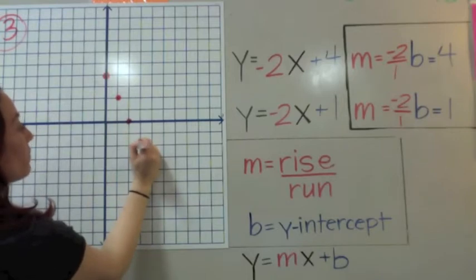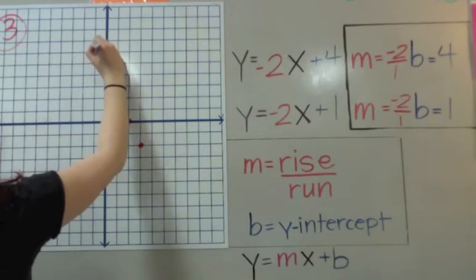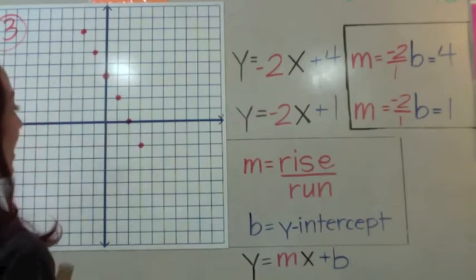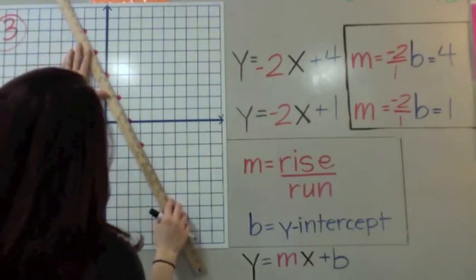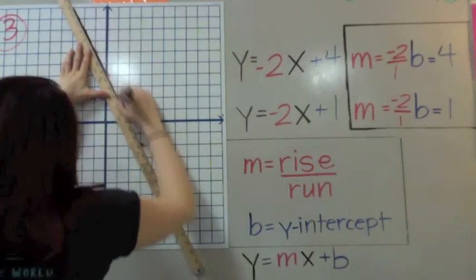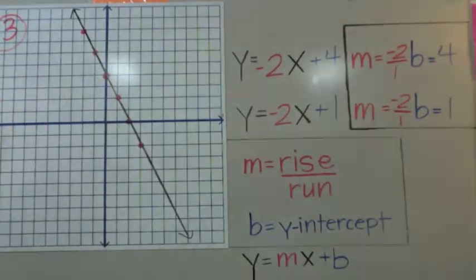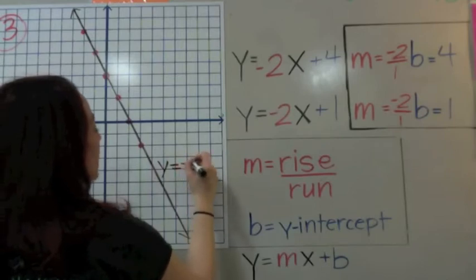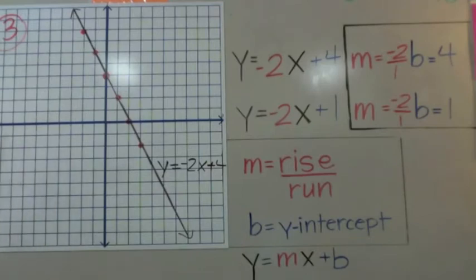Down 2 and over 1. You could also go where? You could go up 2 and over 1 to the left, okay? This is going to have a negative slope. What kind of slope is this? Negative, because the line is going down. Using a ruler, you're going to make your line. There it is. All right? Great. So line number 1 is going to be y equals -2x plus 4. Okay?